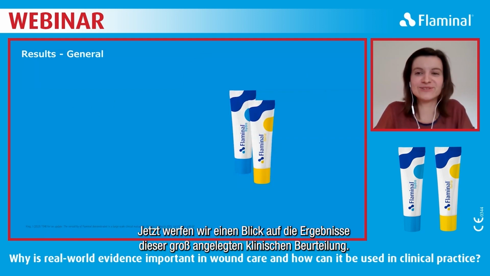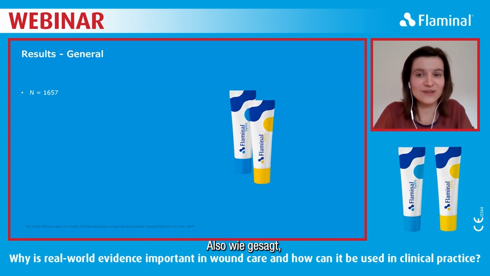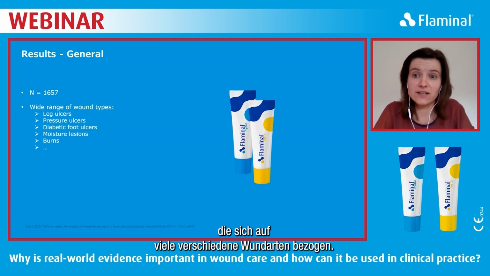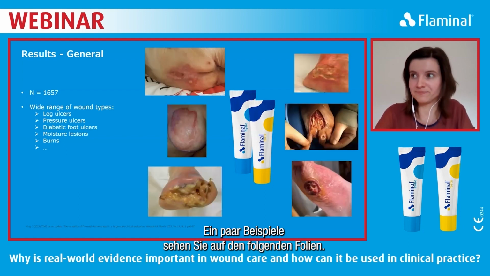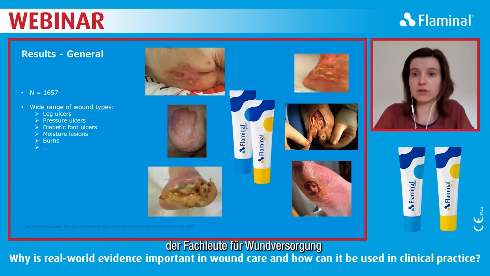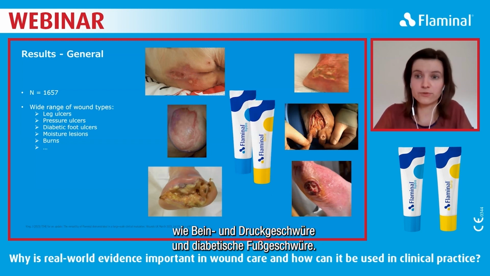Now let's have a look into the results of this large-scale clinical evaluation. So as said, a total of 1,657 product evaluations were collected, which related to a very wide range of wound types. A couple of examples here on the slides. So these wound types included some of the most commonly treated wounds in the wound community, such as leg ulcers, pressure ulcers, and diabetic foot ulcers.